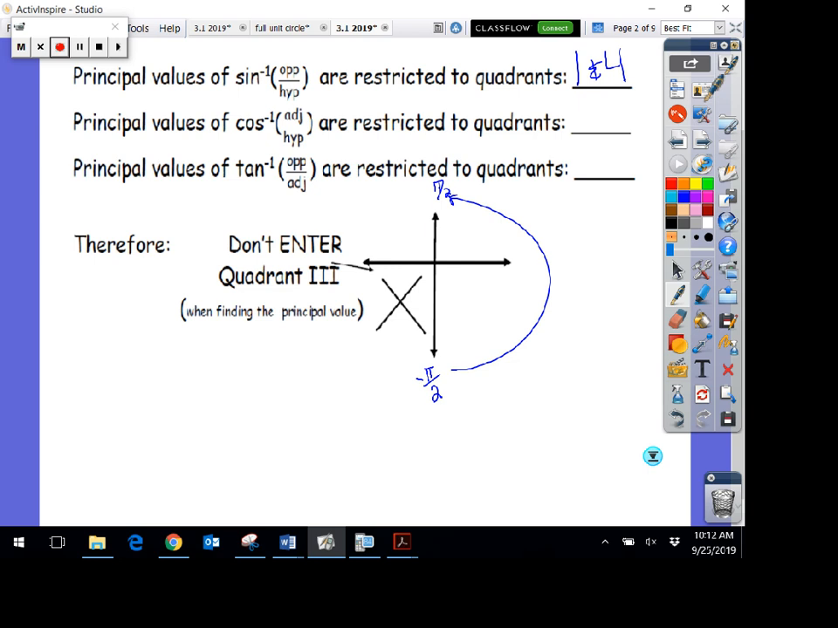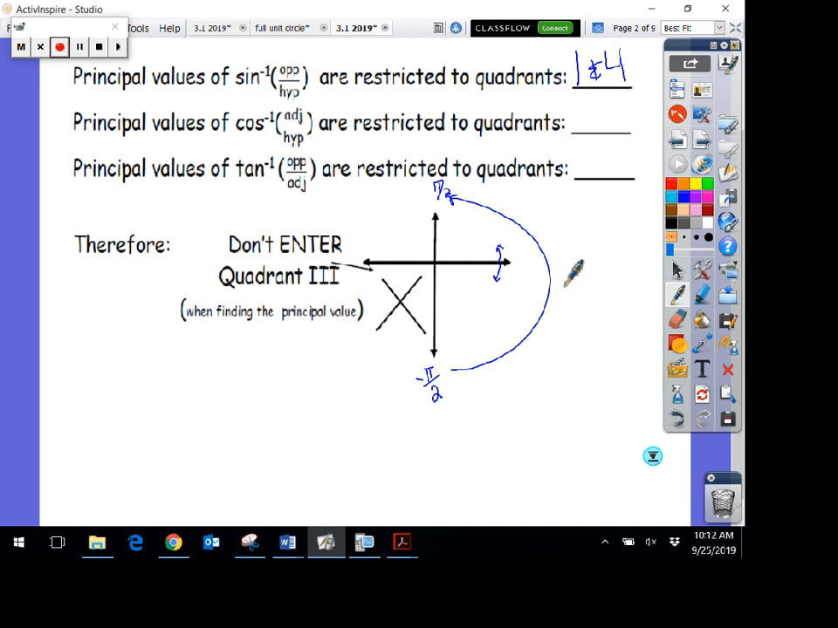This says don't enter quadrant 3. So we can't enter quadrant 3. We can't go from 1 to 3 to 4. We either have to go from 0 up or 0 down. Those are our two options. We cannot go into or through quadrant 3 when we're finding principal value.